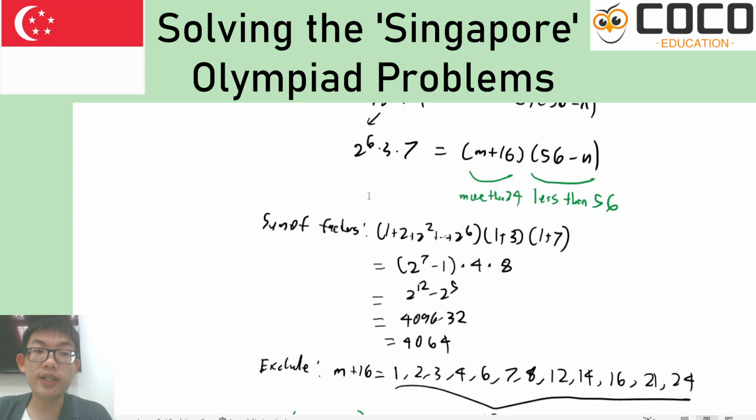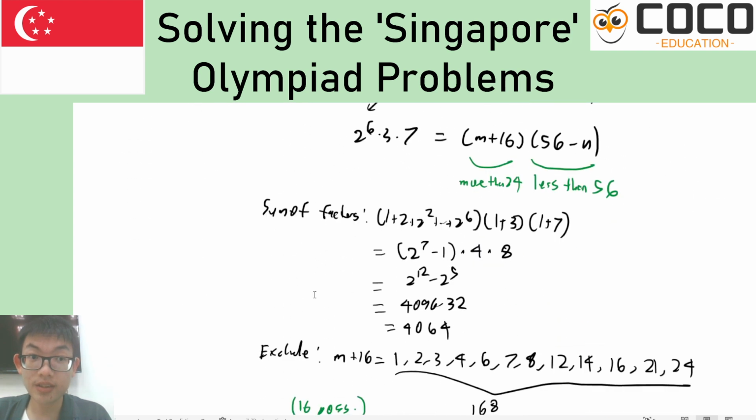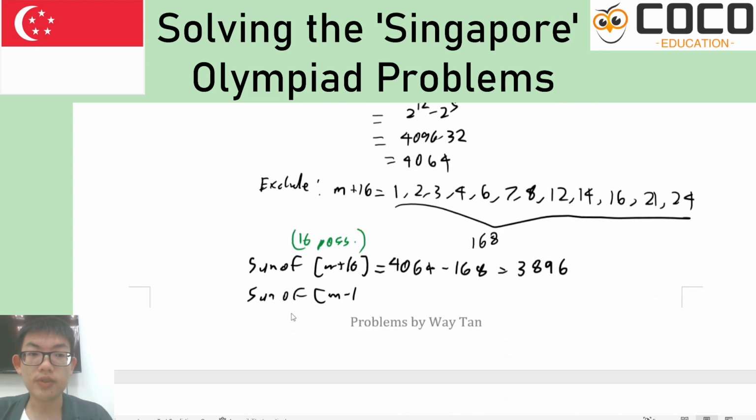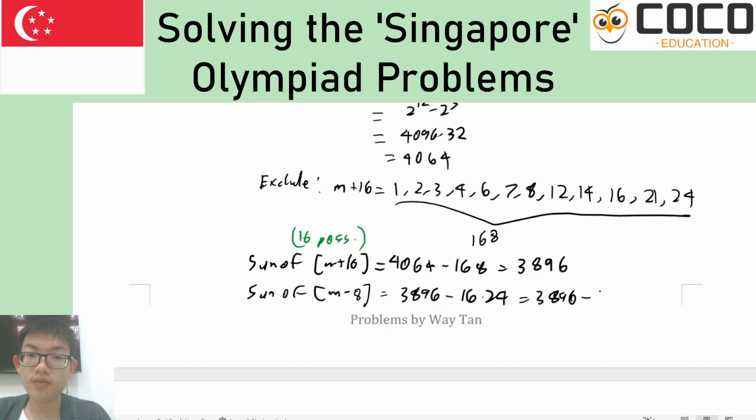So since you actually want the sum of all possible values of m minus 8, so you want the sum of all possibilities of m minus 8, each possibility, the difference is 24. And so this gives you your answer, which is 3512.